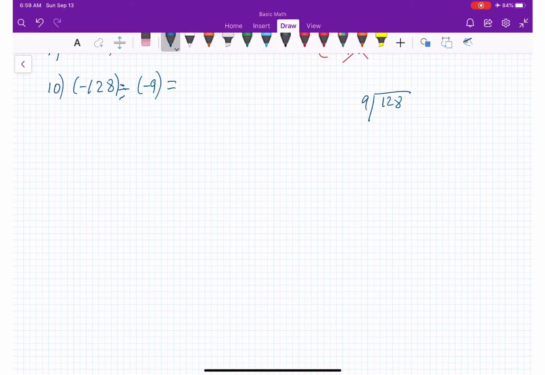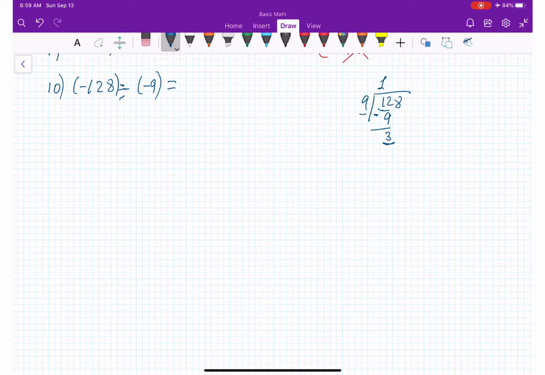So let's say, taking 1 is not divisible by 9. I can't divide 1 by 9. Taking 12, 12 divided by 9 is 1. This 1 times 9 is 9. 12 minus 9 is going to be 3. If this remainder is less than 9, that means we took the maximum amount of times.